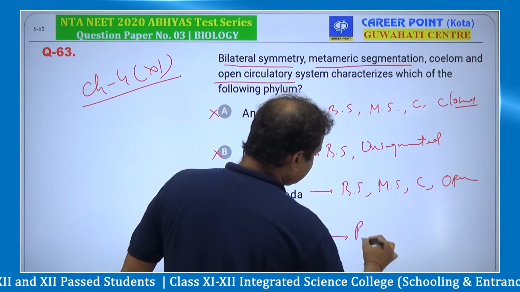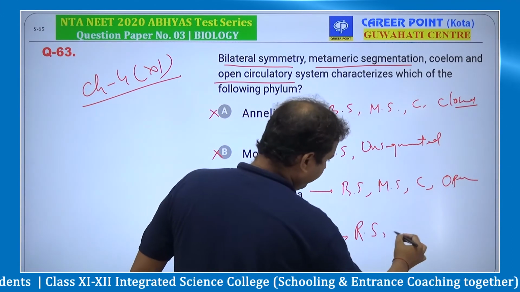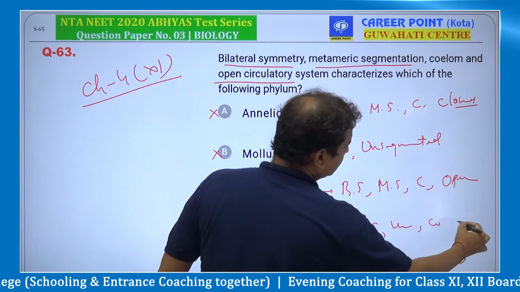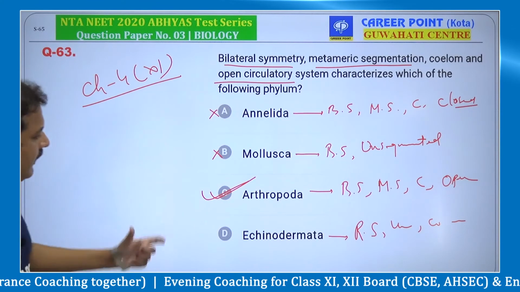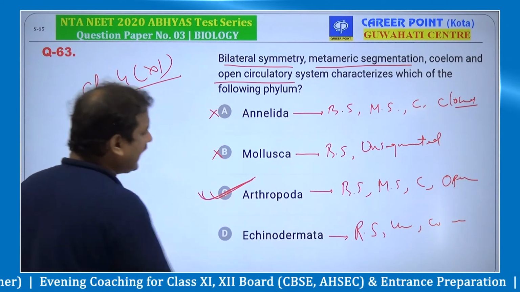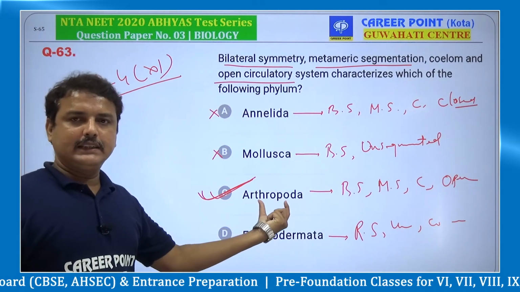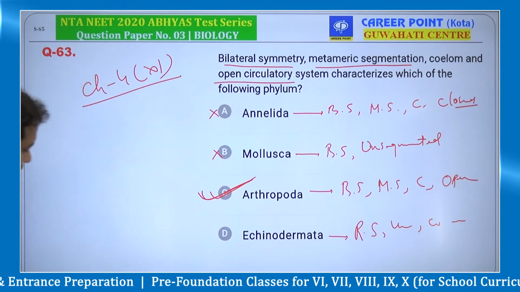Now let's study the Echinodermata. The adult shows radial symmetry, no metameric segmentation. Coelom is there, and open circulatory system. So please remember the answer is Arthropoda. According to those characters, these are the characteristic features of phylum Arthropoda. Next question.